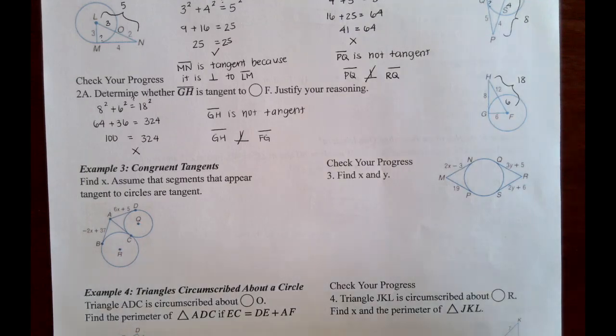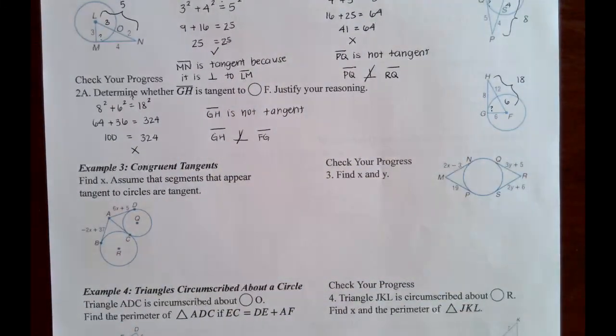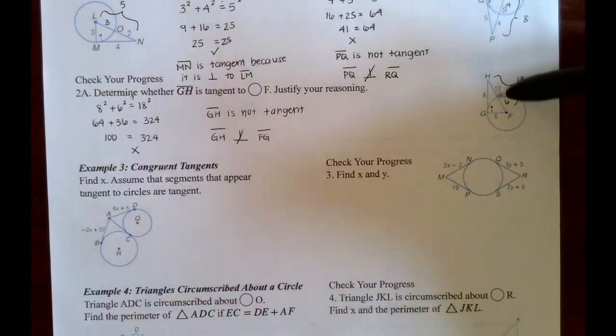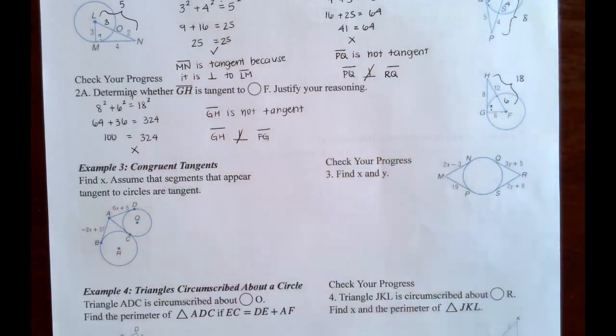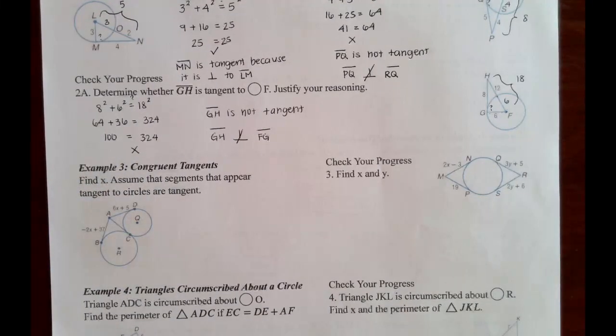So again, we're seeing, are these perpendicular? If so, it should meet the Pythagorean theorem. That 8 squared plus 6 squared should equal this 18 squared. Because H to here is 12, so here to here, this is 6, because this is also a radius, for a total of 18, and it doesn't work. 100 does not equal 324, and so that's why they're not tangent. They're not perpendicular. The Pythagorean theorem didn't work for this.